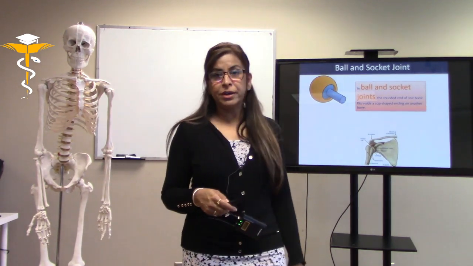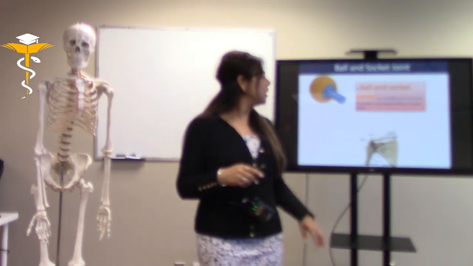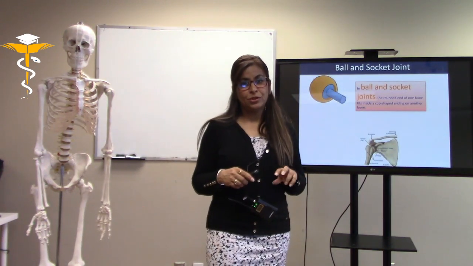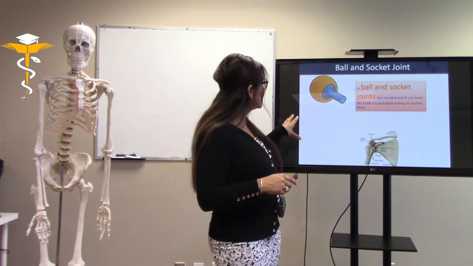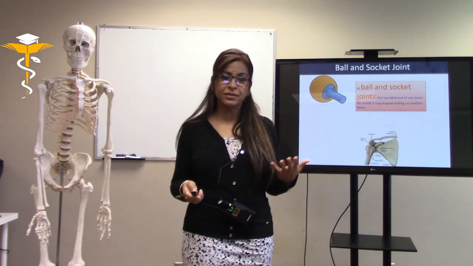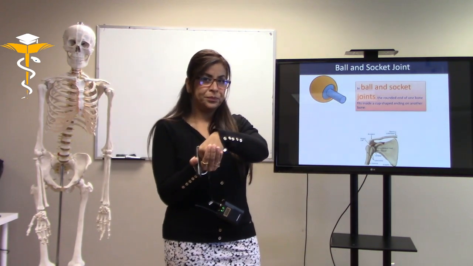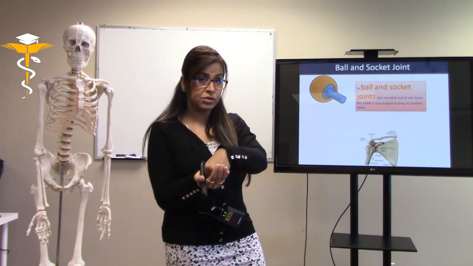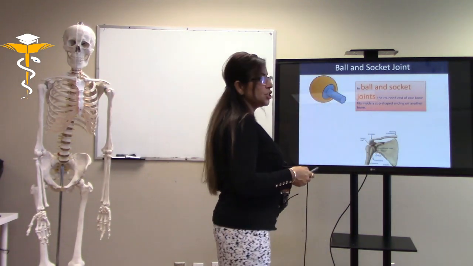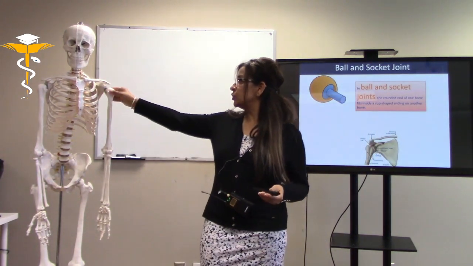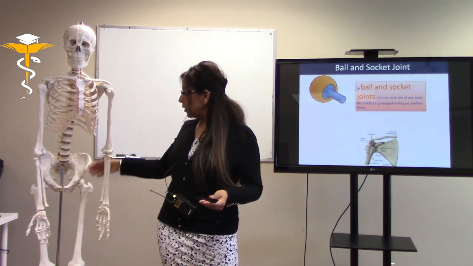Ball and socket joint, very important joint. The ball and socket joint is our champion of the joints. It's exactly the way it sounds. The shape of this joint is exactly the way it sounds. It's a ball inside of a socket. It allows for lots of movements. It allows for our rotation. The shoulder joint and the hip joint are ball and socket joints.